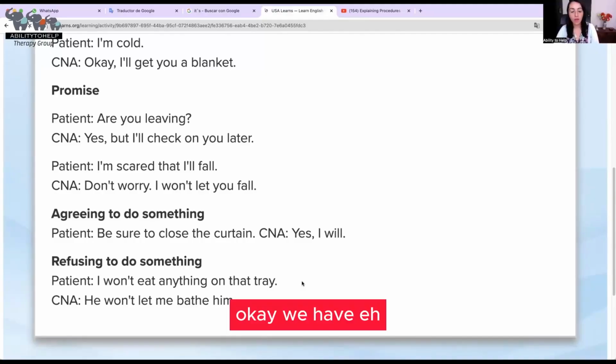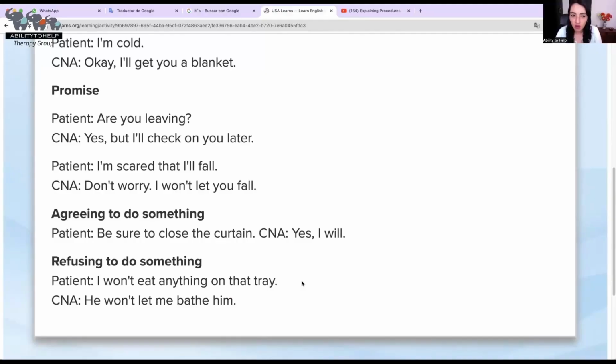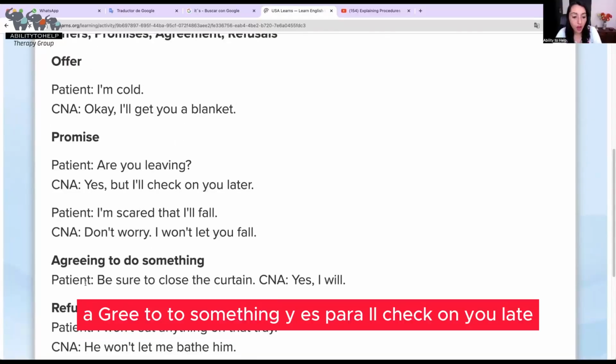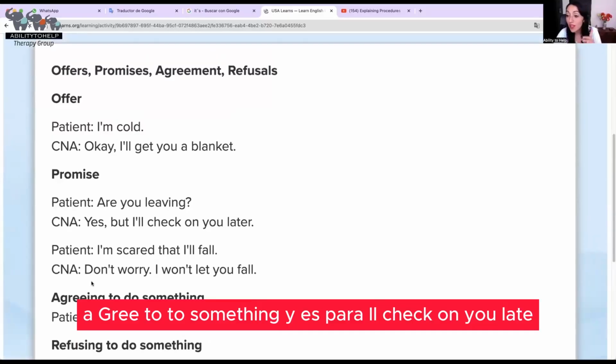Okay, we have examples about real life, a real context. So look at this. Refuse to do something: I won't eat anything on that tray. He won't let me bathe him. Agree to do something: Be sure to close the curtain. Yes, I will. Don't forget it. Yes, I will is when you agree to do something. Promise. Promise is with will.